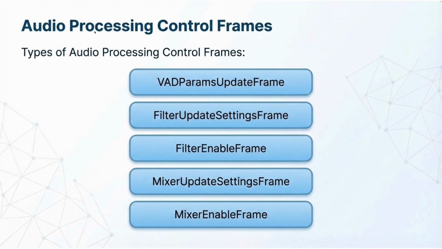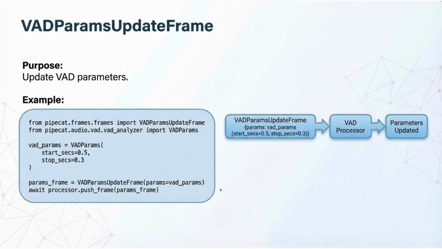So it comes under the audio processing control frames. So we have VAD param update, filter update setting, filter enable, mixer update setting, mixer enable. All of these are related to audio. Next, sorry. As the name suggests, VAD param update frame is a runtime control for audio behavior to update the VAD parameters. So we can update the VAD parameters like that and push it ahead.